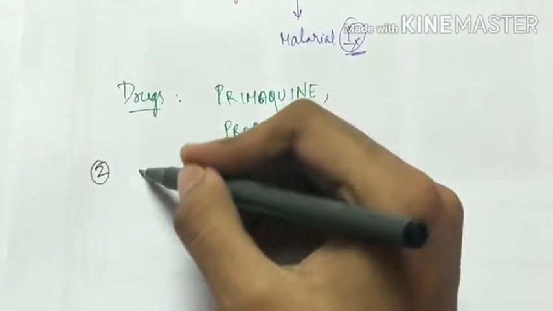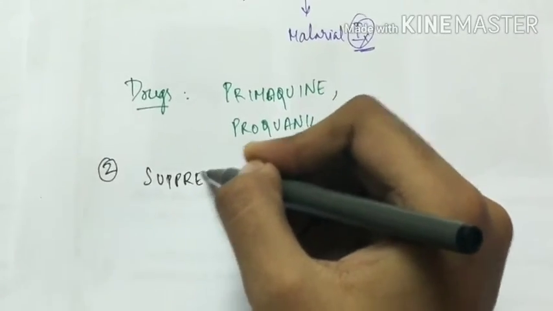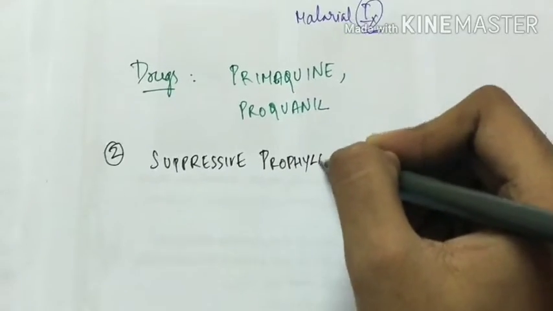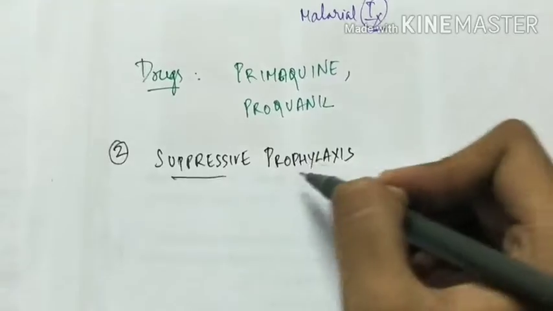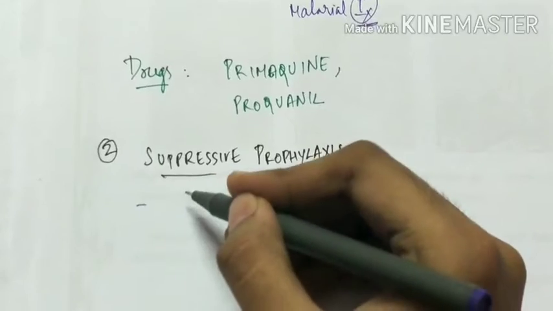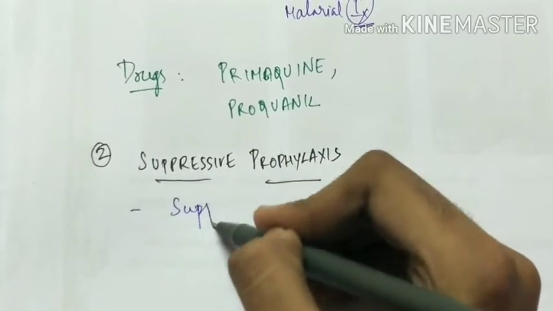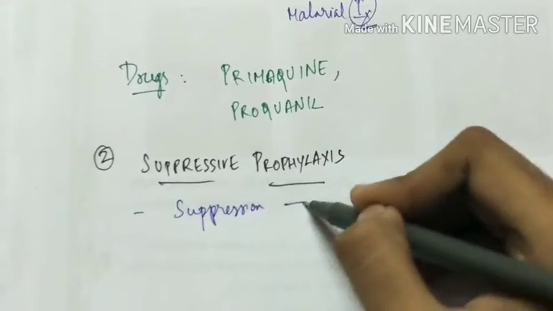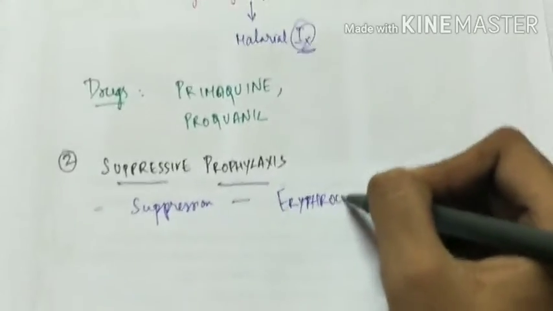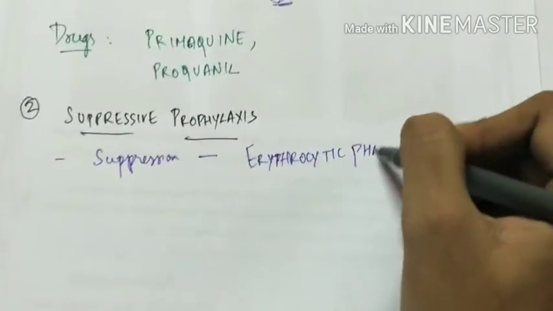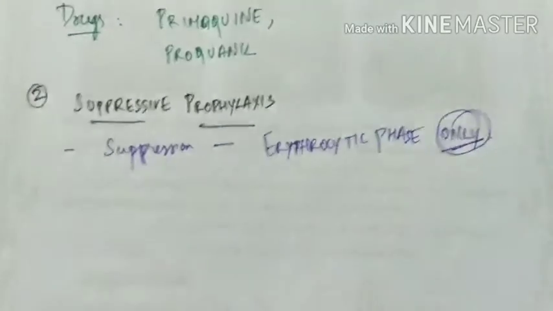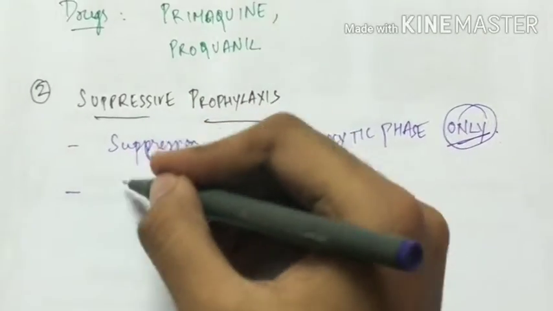Second is suppressive prophylaxis. Here, there is suppression of the erythrocytic phase only. Only the erythrocytic phase. So, relapse may occur.